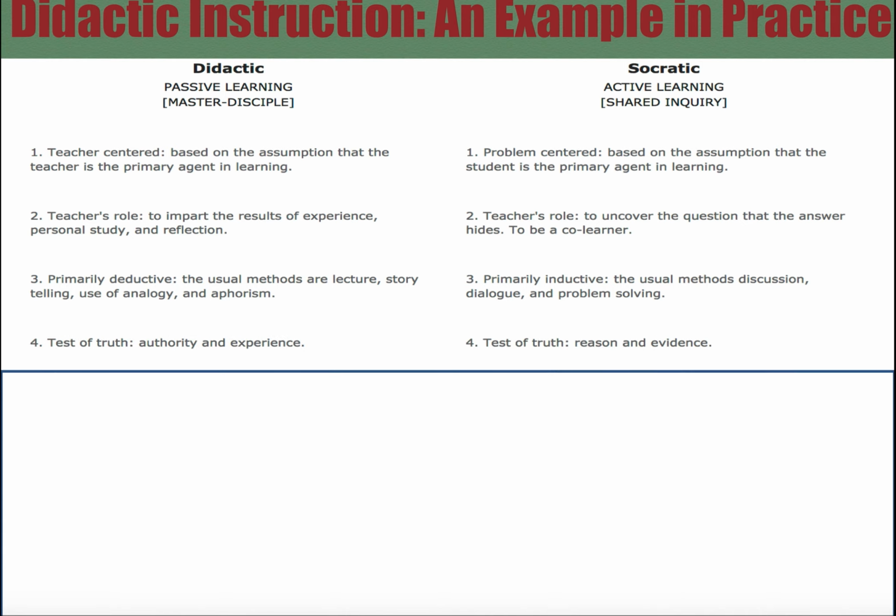Alright, point number 4, the test of truth. In didactic, it's really about authority and experience. In Socratic, it's really about the ability to reason and provide evidence. So again, make sure that you have this documented on your T-chart, what the test of truth is and how they are distinct between didactic and Socratic. If you need to, pause the video and take your notes here.